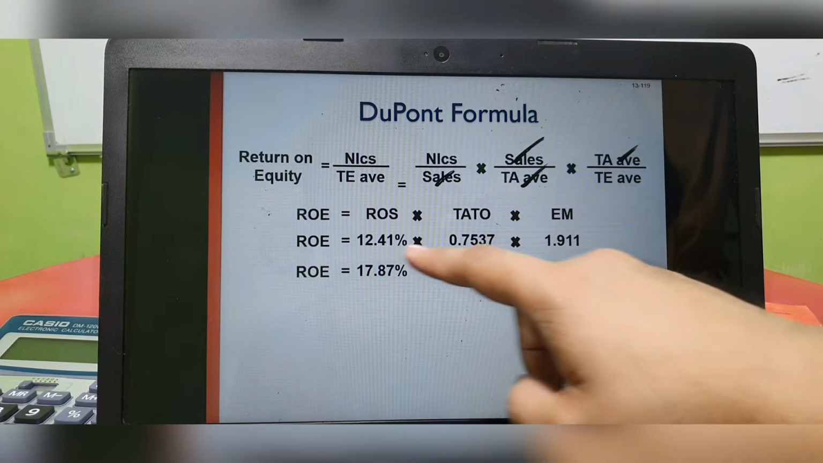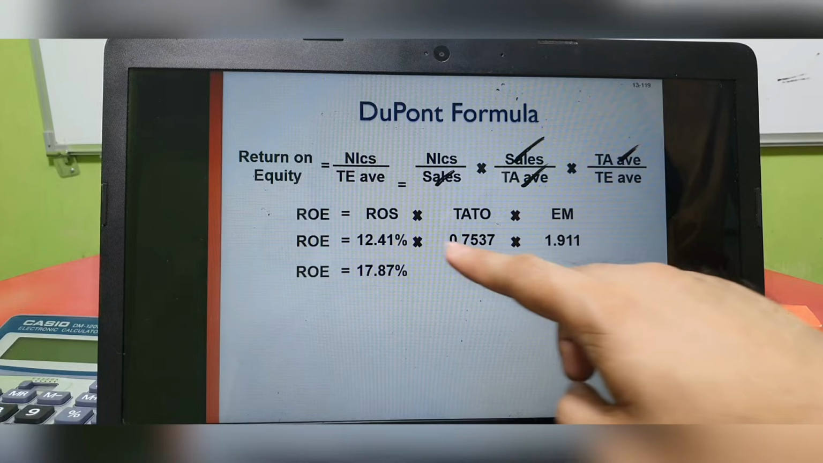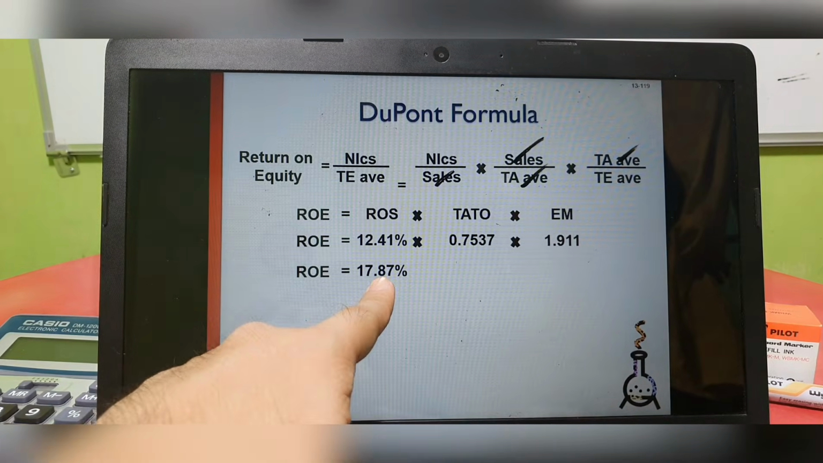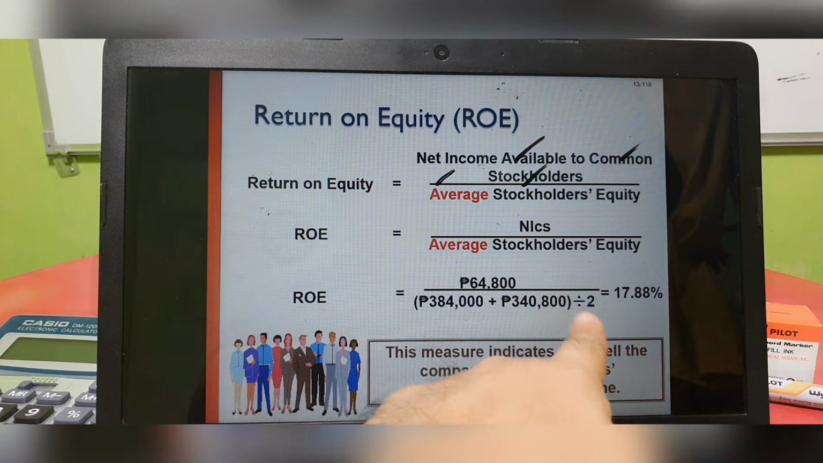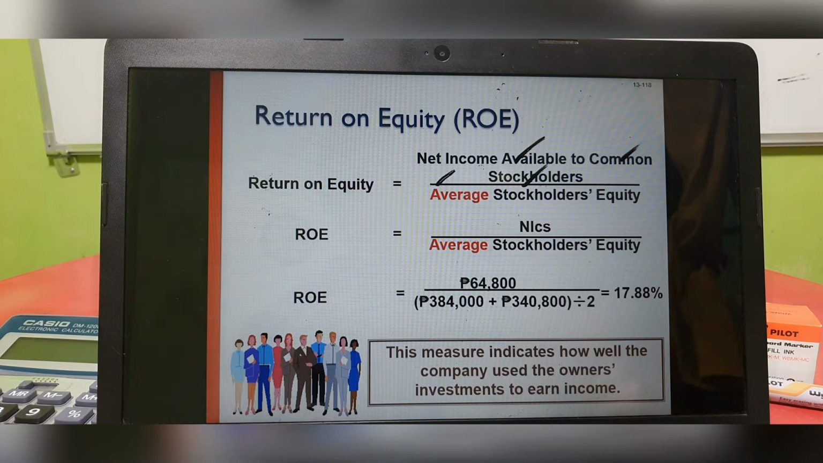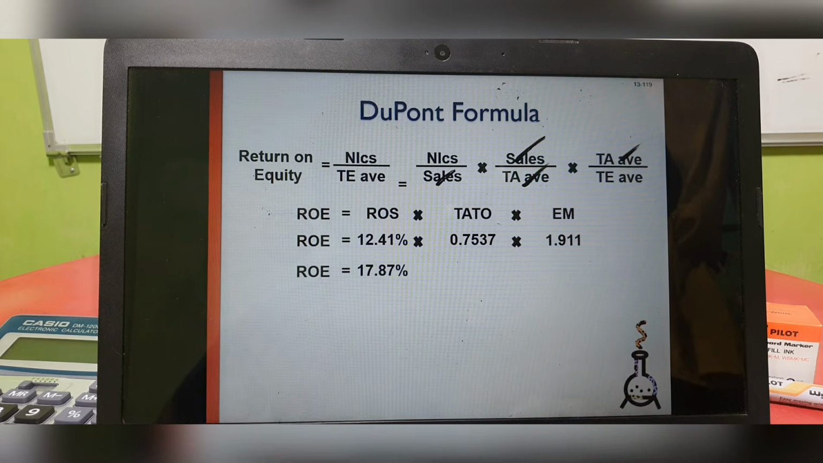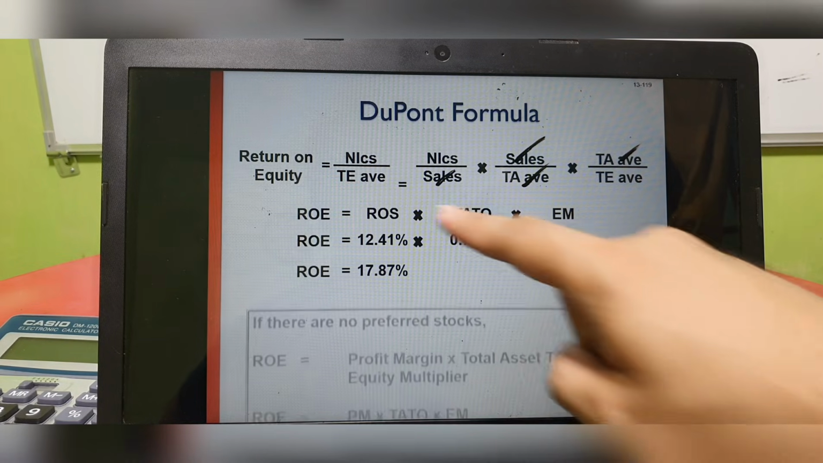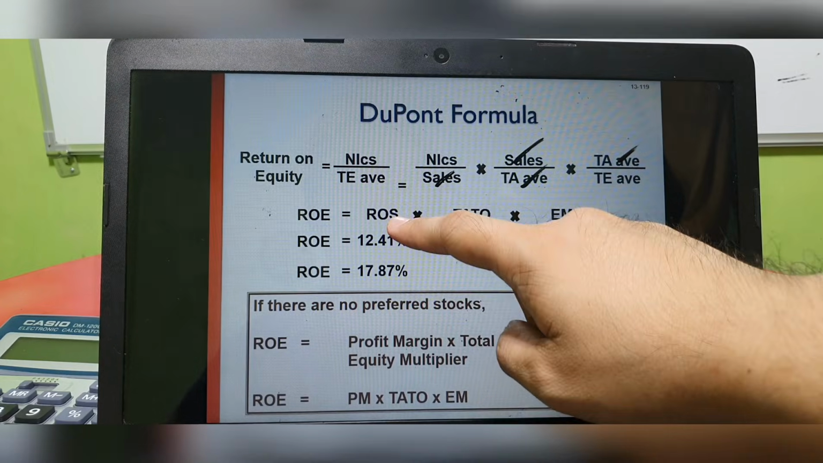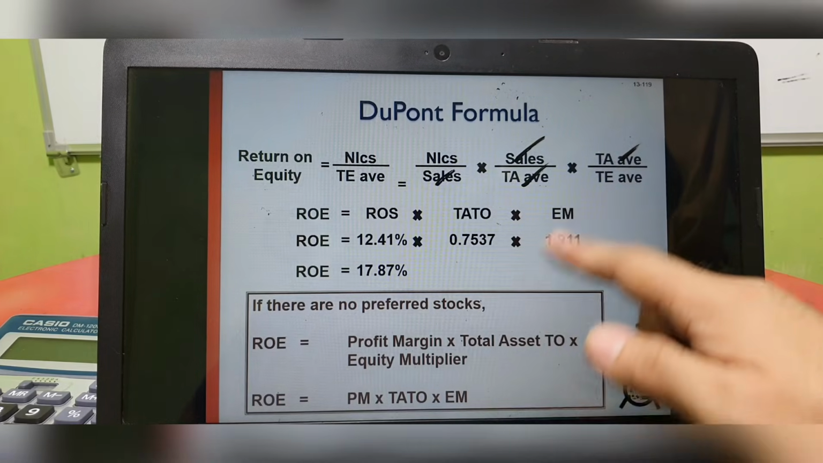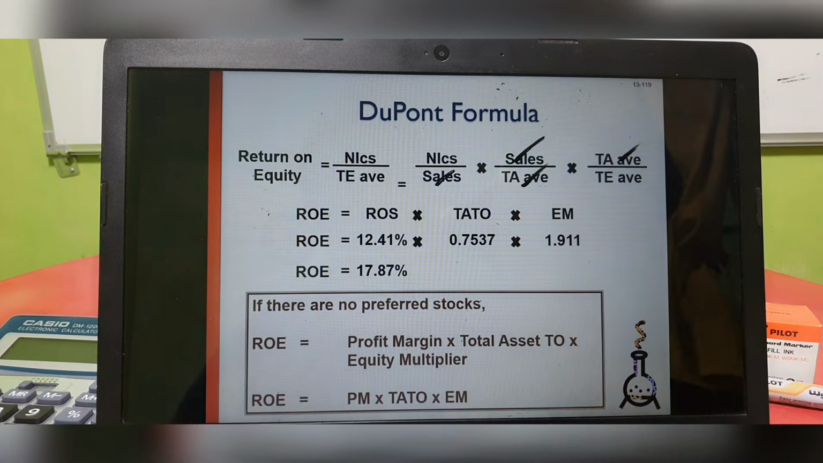If we make use of the data a while ago, 12.41 times 0.7537 times 1.911 is 17.87 ROE using DuPont formula. Ang ROE using yung ating formula na NICS over average shareholders' equity, 17.88. Again, yung difference lang niya is due to rounding off. Tapos, another note, ROS again here could be profit margin. Okay, so PM times TATO times the equity multiplier. So, parehas lang sila. Alright? Again, if there are no preferred stocks.